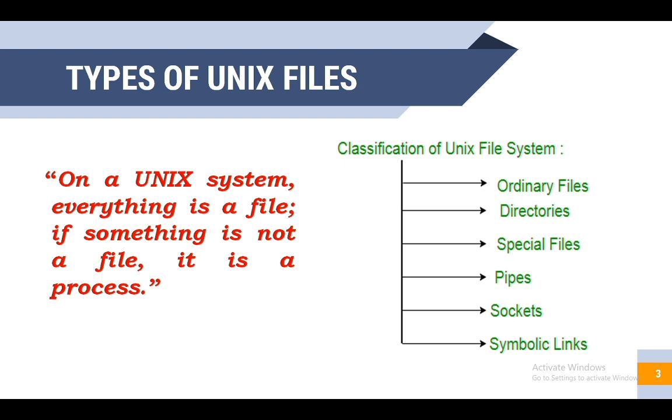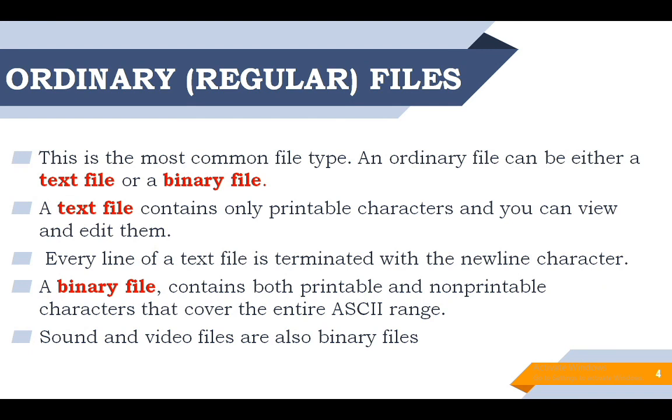Classification of Unix files. Unix files are classified as ordinary files, directories, special files, pipes, sockets, and symbolic links. The first one is the ordinary file, or regular file. A set of data that has a name is defined as a regular file. It is the most common file type.